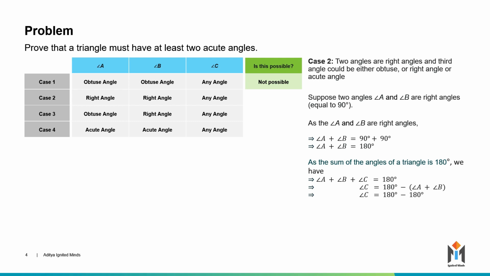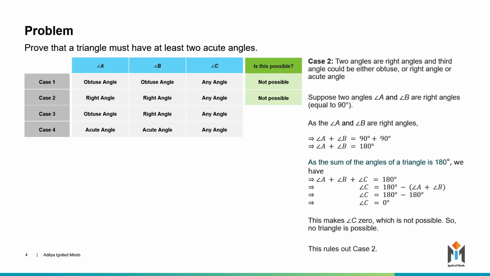So when you put a plus b equal to 180 into this, what you get is angle C is equal to 180 minus 180. And as you can see, the angle C becomes 0. Well, this is not a valid case for angle C in a given triangle, right? So there is no triangle possible in this case as well. So hope you are able to follow this.